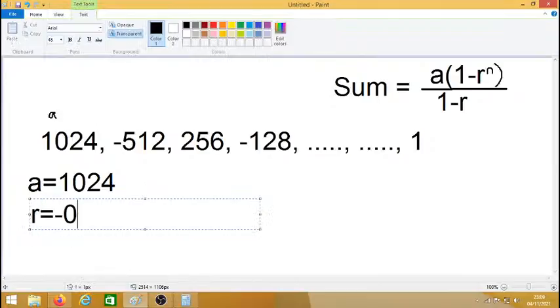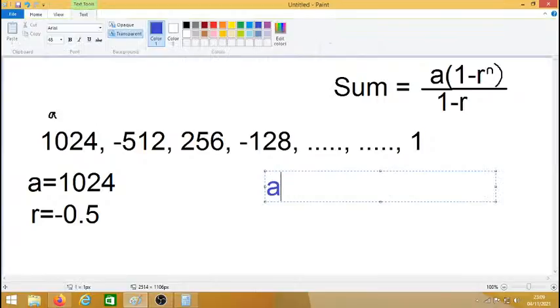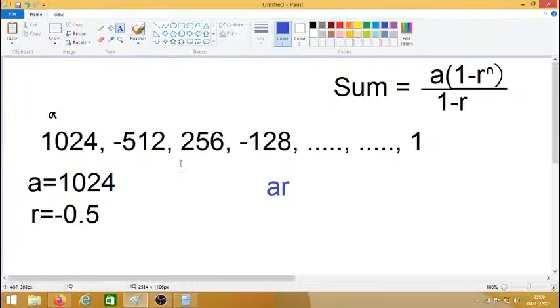Now, can you think of a way of working out how many numbers there are going to be in the sequence I'm trying to add up? There isn't really an easy way. You're just going to have to take the formula for the nth term of a geometric sequence. So that's A, R, and hopefully you remember the end bit is n minus 1, to the power n minus 1. Looking at the last term here, 1, we know that this is going to give an answer of 1. We know our A is 1024. We know our R. We don't know what N is.